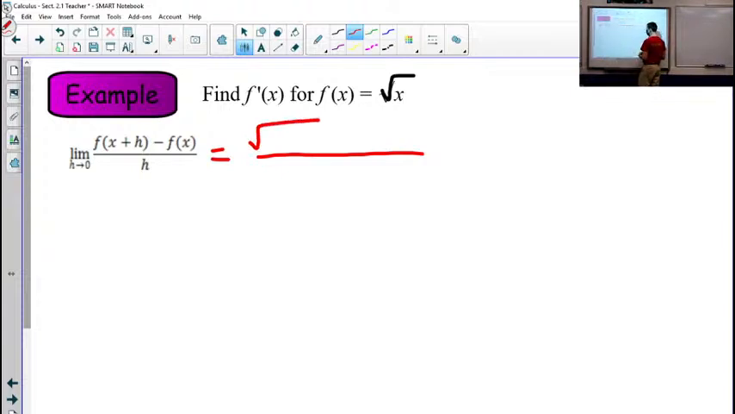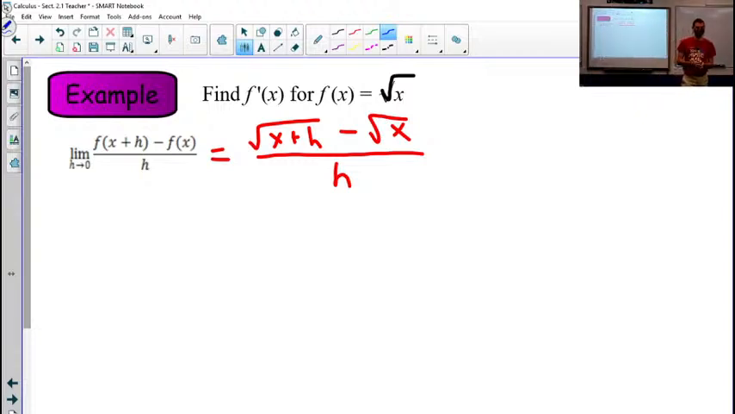So we have the square root of x plus h. That's f of x plus h, minus the square root of x. That's f of x, all over h. Can't plug in 0 because then I get 0 over 0. Can't plug in 0 for h. So we need some way to be able to cancel and maybe get rid of the square roots.